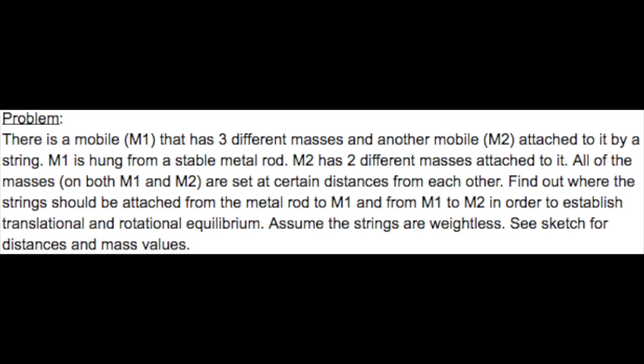Find out where the string should be attached from the metal rod to M1 and from M1 to M2 in order to establish translational and rotational equilibrium. Assume the strings are weightless. See sketch for distances and mass values.